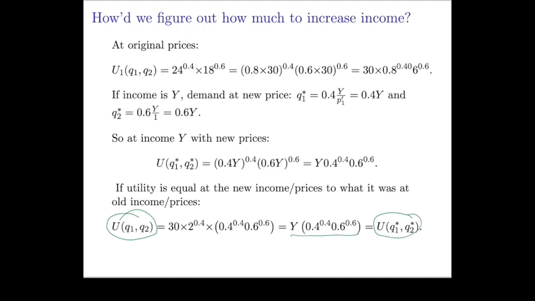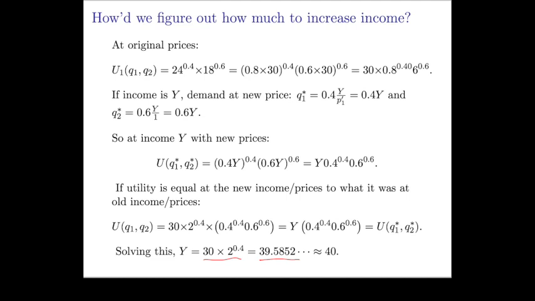Well, this comes from here. This comes from here. Notice here I've just factored out the 2 to the 0.4 from this thing. We'll just cancel out these two, 0.4 to the 0.4, 0.6 to the 0.6. So we then see that Y is equal to 30 times 2 to the 0.4. Well, if you plug that into your calculator, you'll find that 30 times 2 to the 0.4 is 39.5852 and so on, which is roughly 40. And that's where we found that.